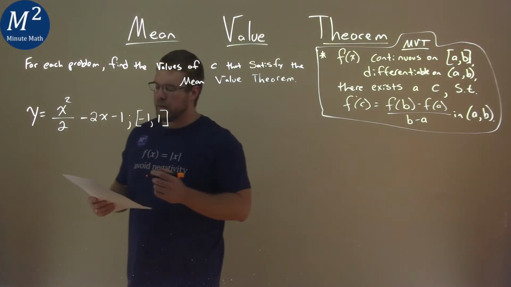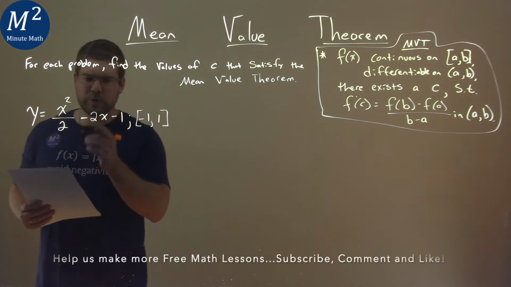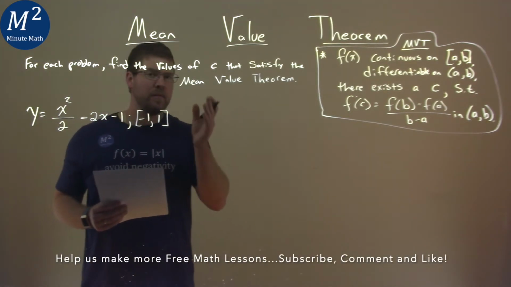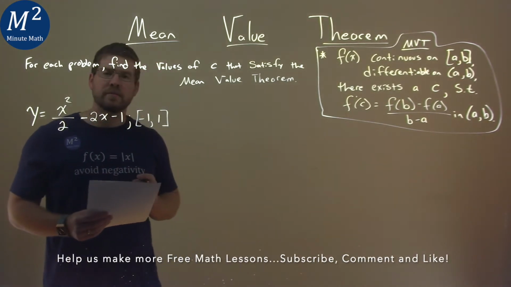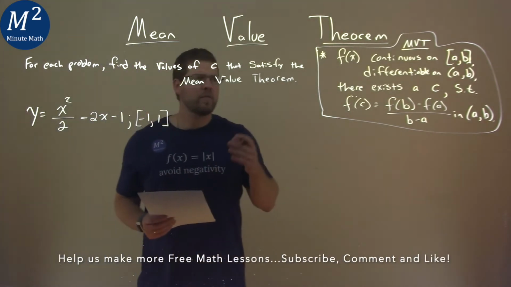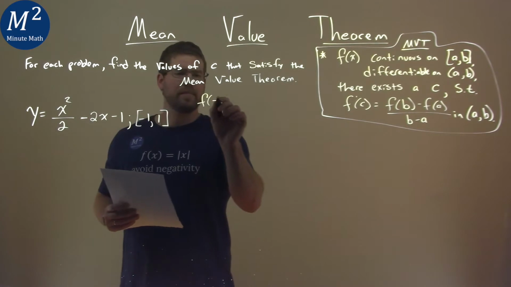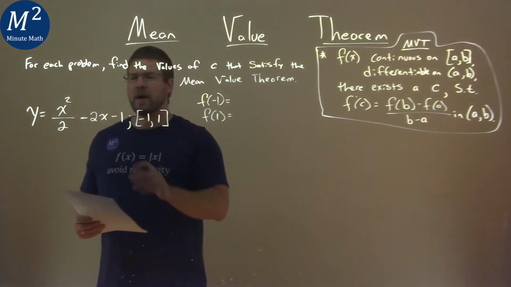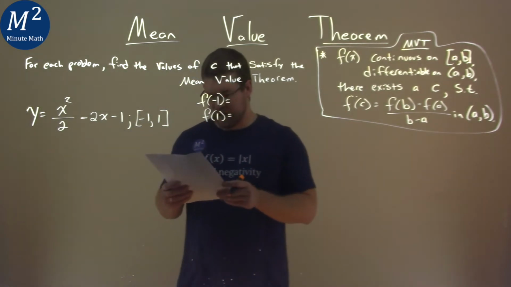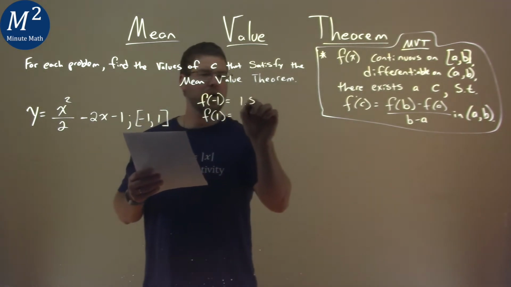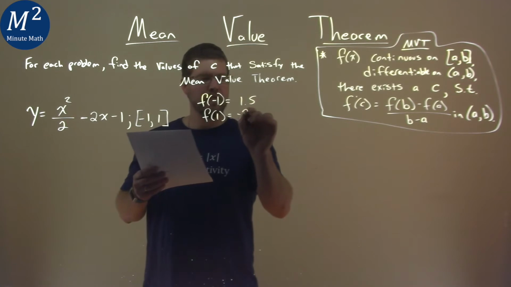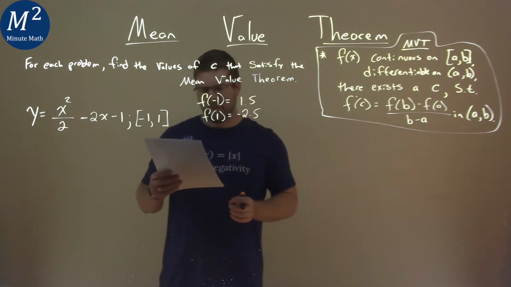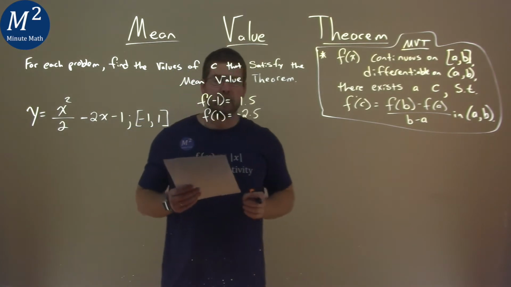I'm given this problem right here. Y equals x squared over 2 minus 2x minus 1. And we have to find the values of c that satisfy the mean value theorem from -1 to 1. Well, we want to find our f of -1 and our f of 1. And so we plug those values into our function that's given here, and I have the values for you. We have a 1.5 and a -2.5 here. So f of -1 is 1.5, and f of 1 is -2.5.